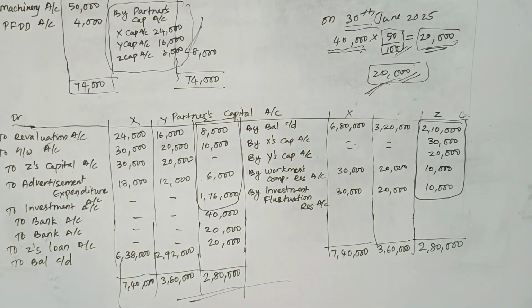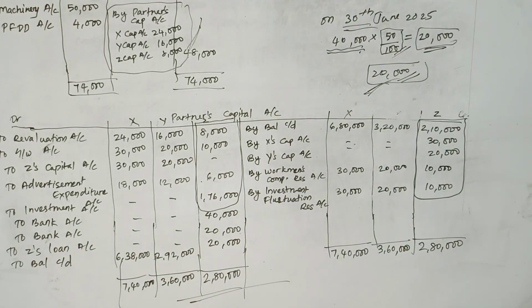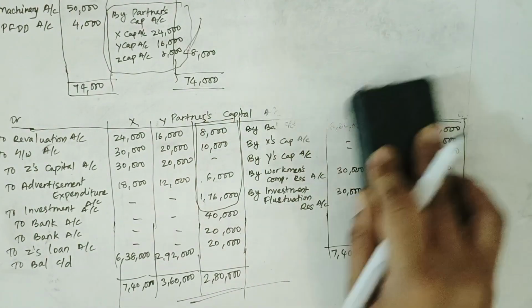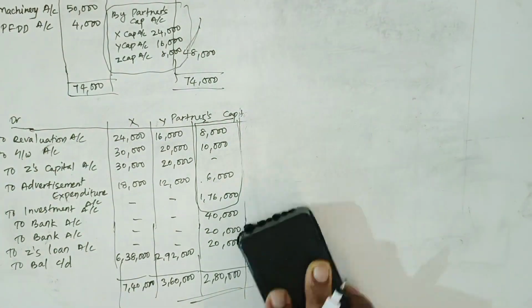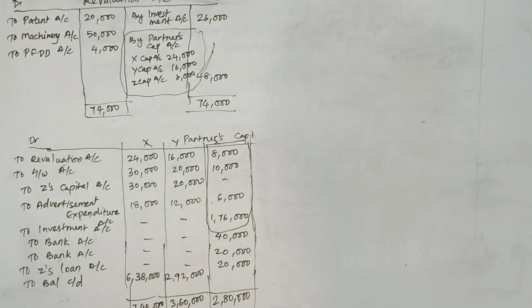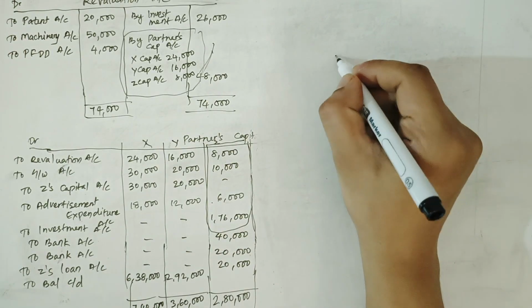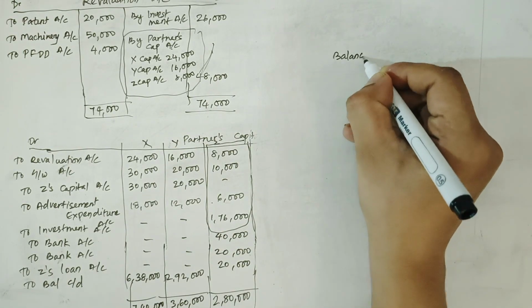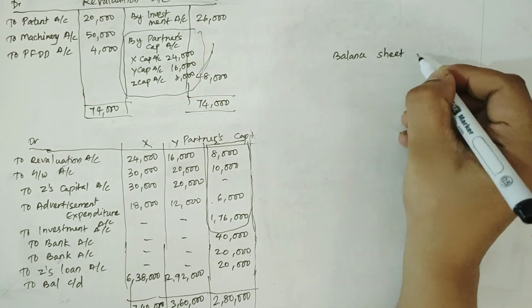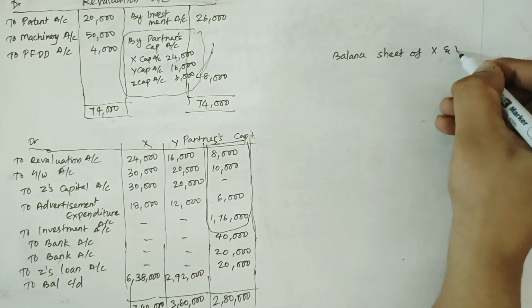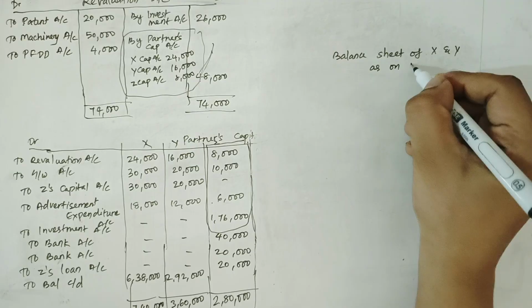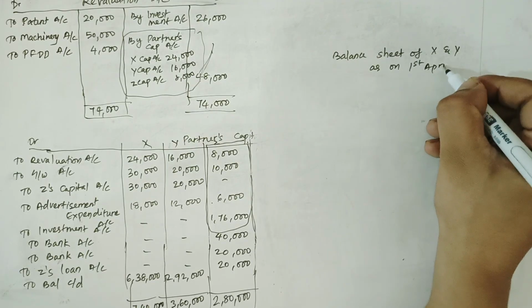I hope everything is clear. Now we have to prepare the balance sheet. So let's prepare the balance sheet of X and Y as on 1st April 2025.